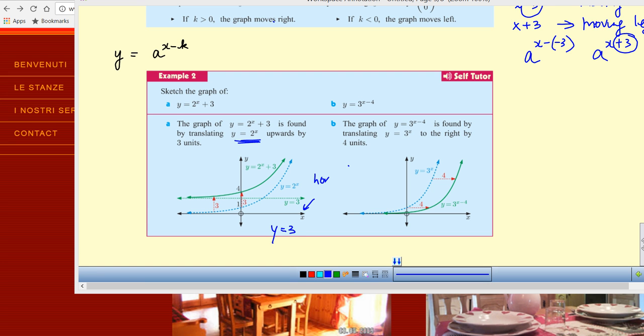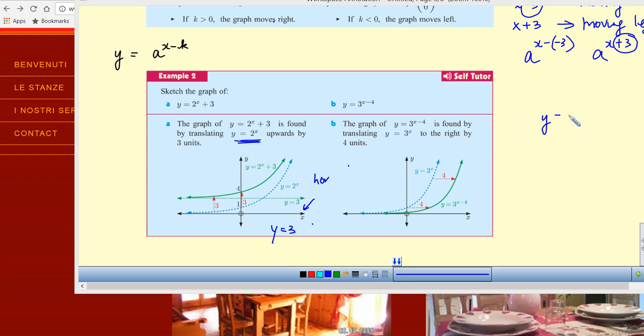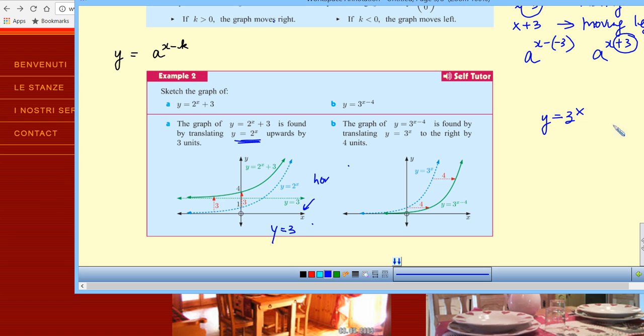If I were now looking at the second graph, y equals 3 to the power of x minus 4, what that would require would be for me to first graph the y equals 3 to the x graph. So first I would graph 3 to the x. The 3 to the x graph is going to look exactly the same as the 2 to the x, except it's going to be a little bit steeper. So the 2 to the x would be over here. The 3 to the x would be here, approximately.